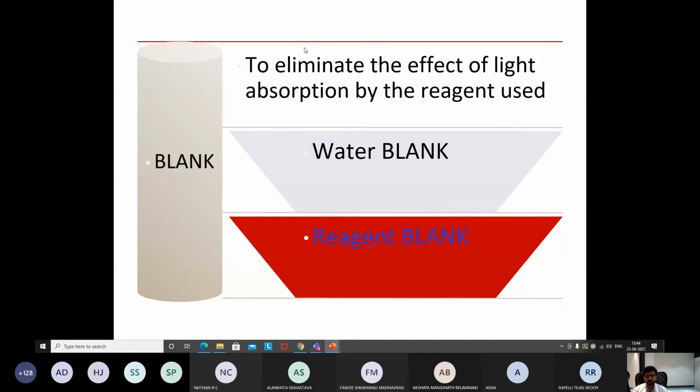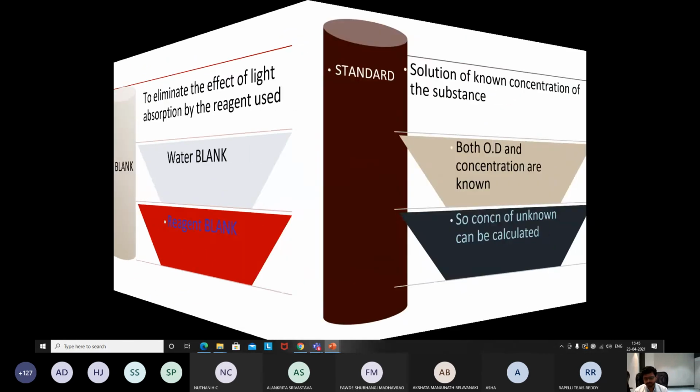So what is a blank? Why do we use a blank in any of these colorimetry related procedures? To eliminate the effect of light absorption by the reagent used. Even if your cuvette is fine, that cuvette and the water also absorb some amount of light. To eliminate those interferences, you have to use the water blank. Some reactions require a reagent blank. The reagent which you are using to make the chemical reaction and produce the final color, that reagent blank also should be used to avoid interference from any absorbance of light. So that is the kind of correction we are going to do by using the blank.